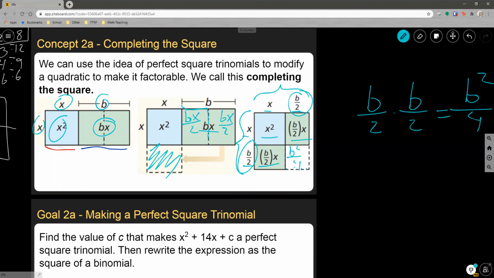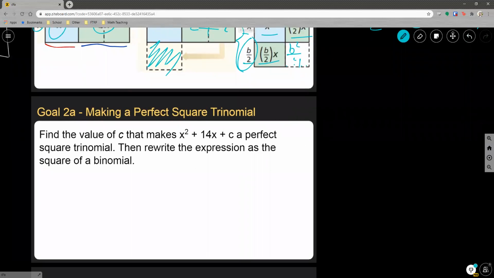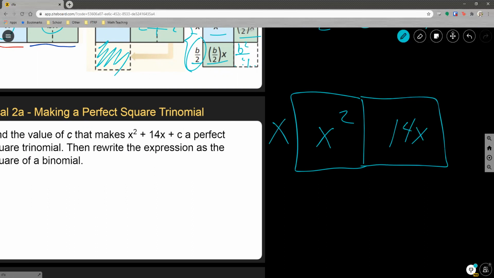It's kind of a weird concept, but what we can do here is take an existing trinomial. I've got x squared plus 14x plus c. We're looking for the value of c that makes this a perfect square trinomial, and then we're going to rewrite the expression as the square of a binomial. So again, think about this as that area model. I've got x squared and 14x here. Well, I know it's going to be x times x, and this is going to be 14. This is a length, so this is like saying x plus 14 here.